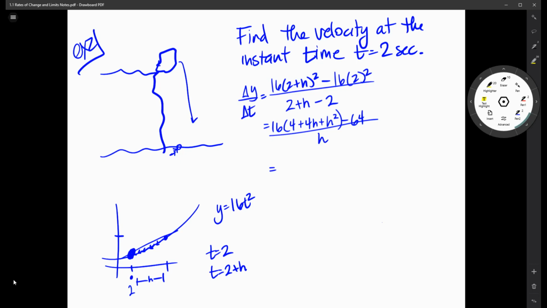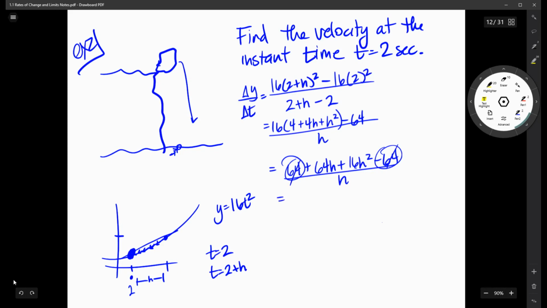Now expand it out. 16 times 4, 64. 16 times 4h, 64h. 16 times h squared, plus 16h squared, minus 64, all over h. The 64s zero out. We're left with 64h plus 16h squared. There's an h on the bottom still. If we factor out that h from the top, 64 plus 16h all over h, where the h's cancel, we end up with 64 plus 16h.